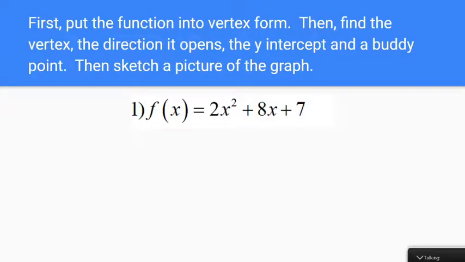So let's put this in vertex form, then find the vertex, and then the direction it opens, y-intercept, buddy point, and then put all that together and sketch a picture of a graph. Alright, I'll show you what I mean about buddy point in a moment. Alright, first let's find h.